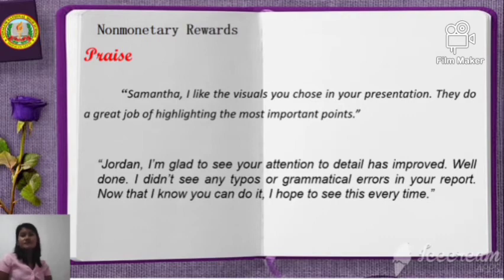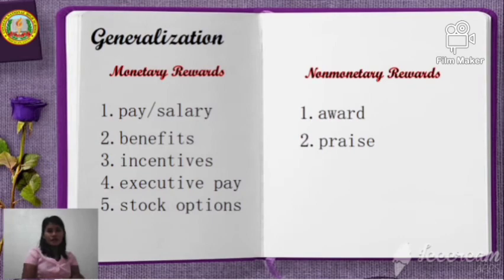Okay, so that's it for our discussion on both monetary and non-monetary rewards. Generally, what are the two types of reward system? We have monetary rewards and non-monetary rewards. What are the types of monetary rewards? We have pay or salary, benefits, incentives, executive pay, and of course the stock options. While the non-monetary rewards are award and praise. Okay, so we are done with our discussion.